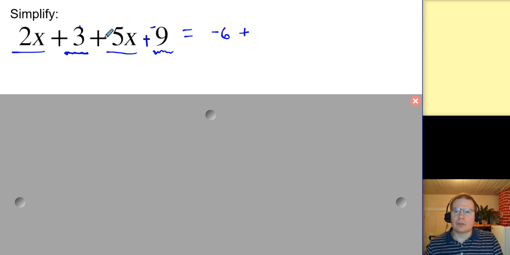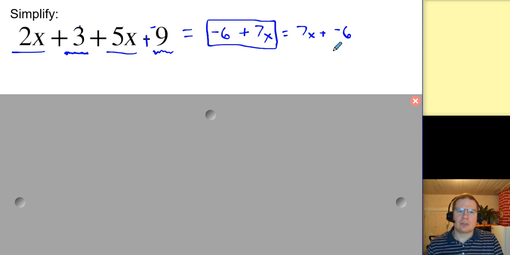And 2x plus 5x, 2 plus 5 more, that's 7x. And I'm done. And I could leave it like this. If I put the 7x first, that's very common. 2x plus 5x is 7x. 3 plus negative 9 is negative 6. This is not considered fully simplified, right? I would need to write that plus negative as minus. And then I'm all good.